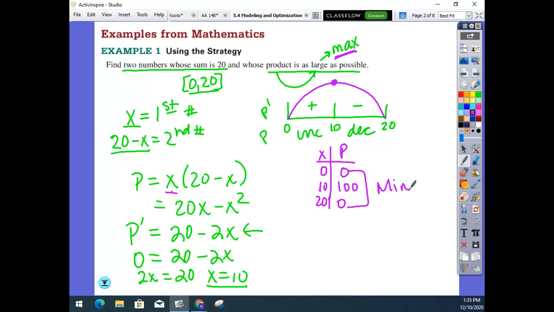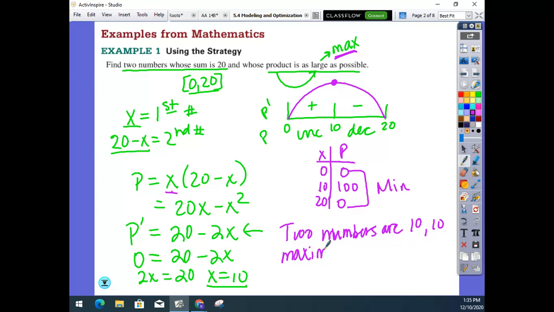And the question said, find two numbers whose sum is 20 and whose product is as large as possible. So we're looking for the two numbers. So the two numbers are, in this case, the same, 10 and 10. Maximize the product.